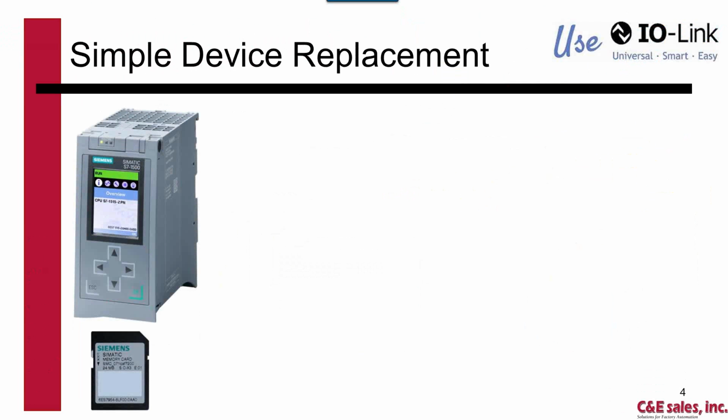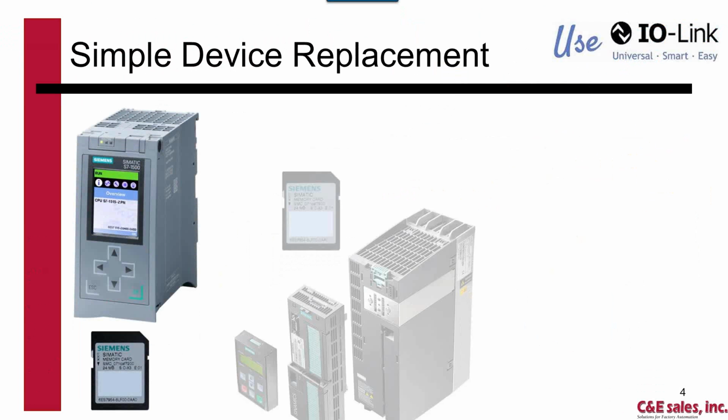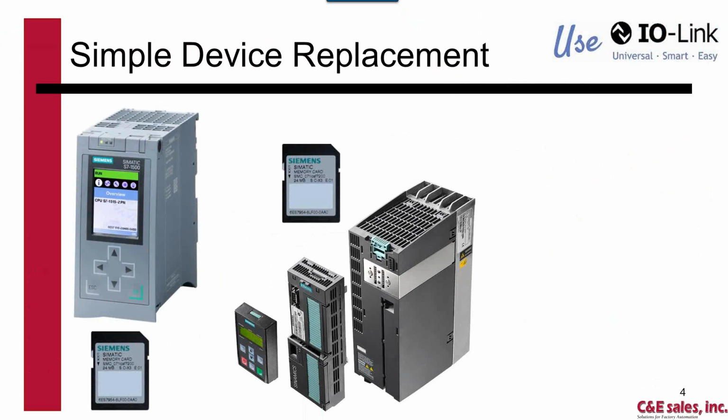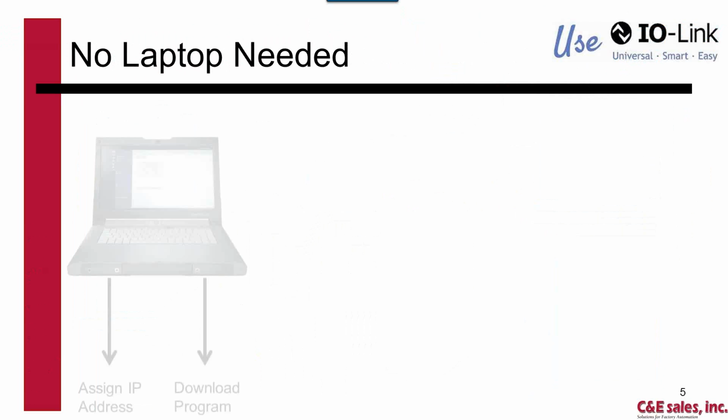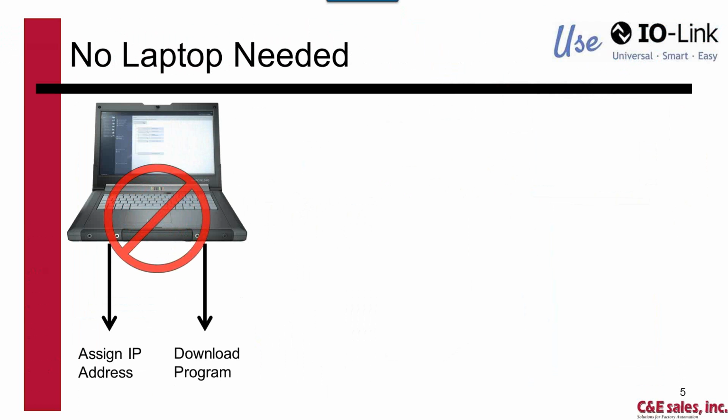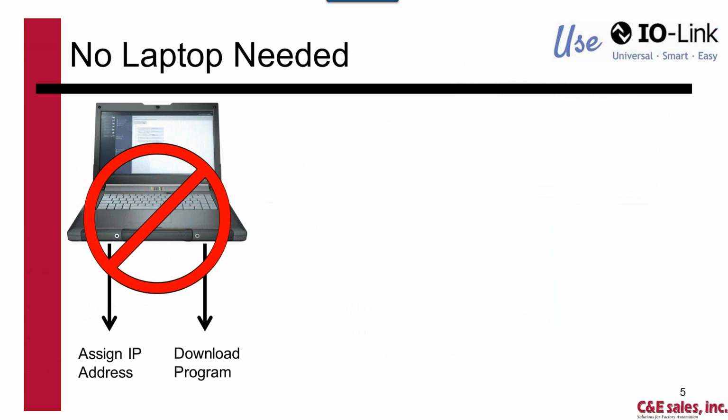Modern PLCs can be replaced by simply moving the memory card from the failed unit to a replacement unit. The same is true for modern drives and for modern HMI panels. A laptop is no longer needed in order to set an IP address or to download a program.